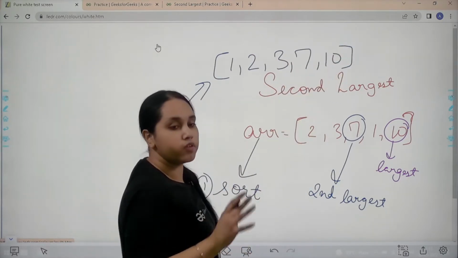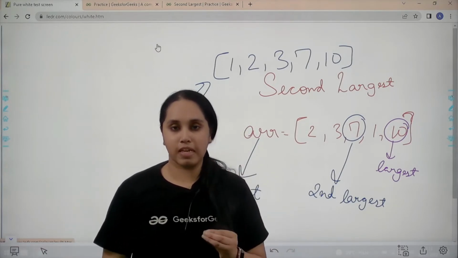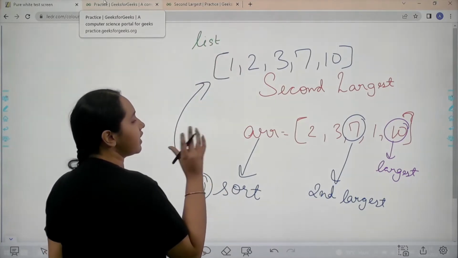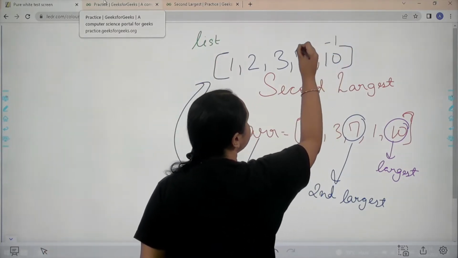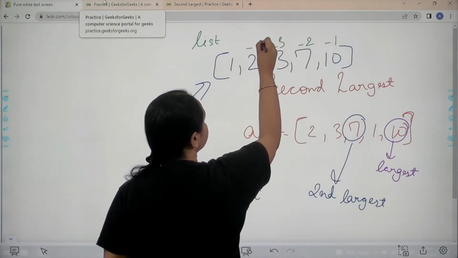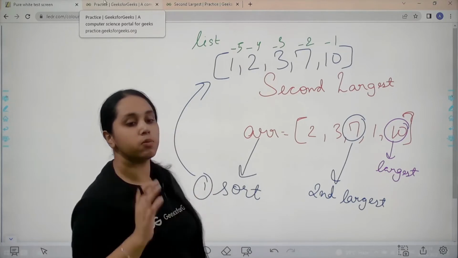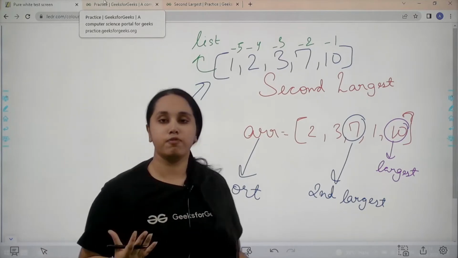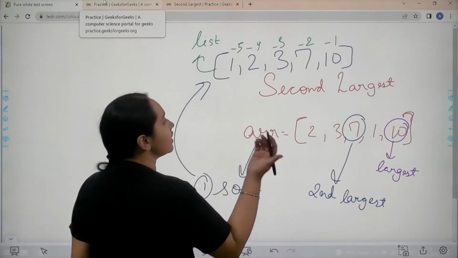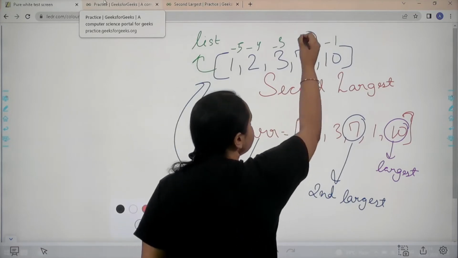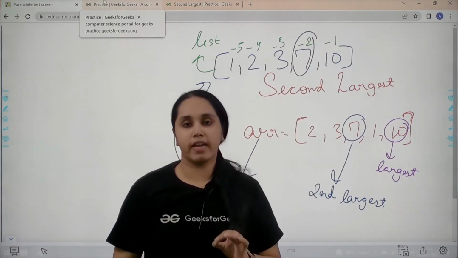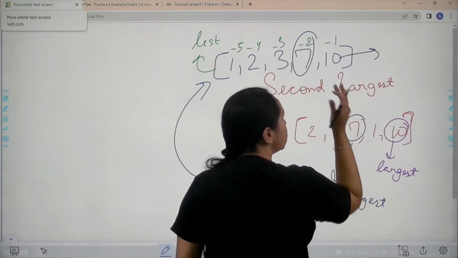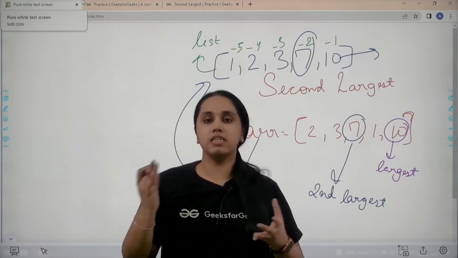Now, if you remember carefully, if I have a data type list, then I can take the index values as minus 1, minus 2, minus 3, minus 4, minus 5, right? So first I would convert this array into a list data type. After converting it into a list data type, it is very easy for me, because I can clearly see at minus 2 index, I would find the second largest element, because minus 1 would be the largest. So minus 2 would obviously be the second largest.